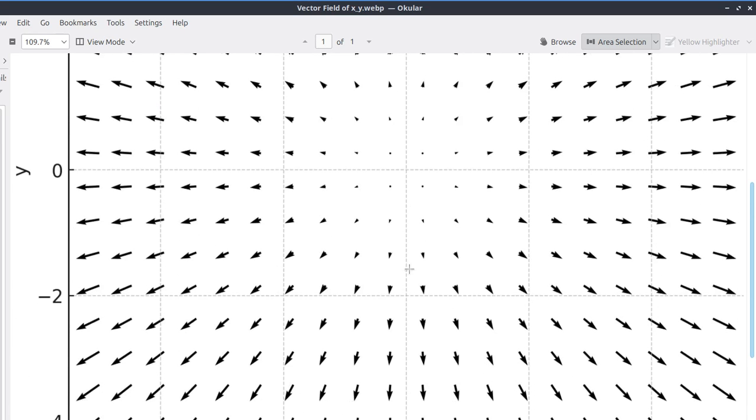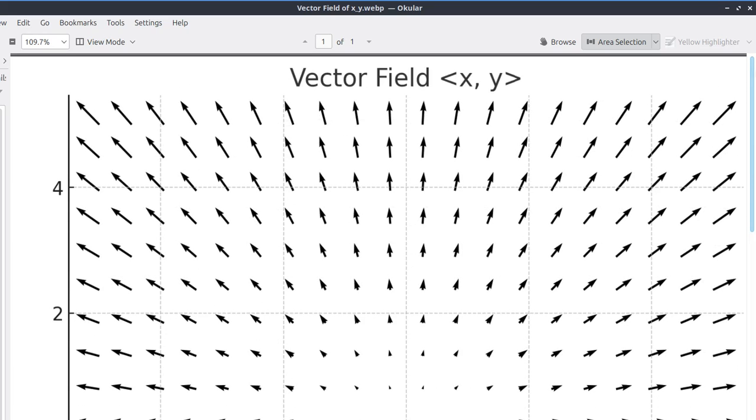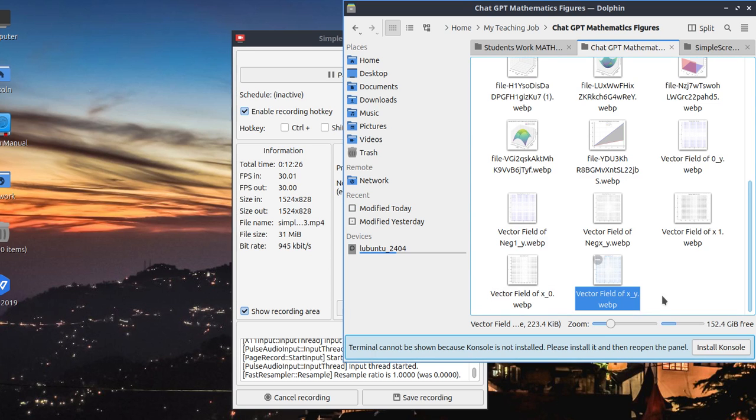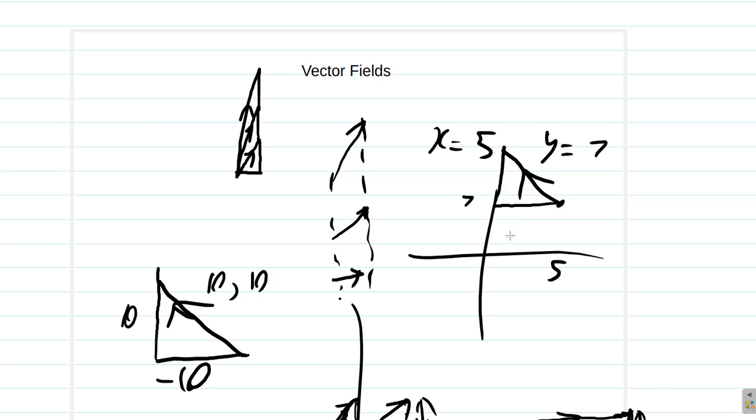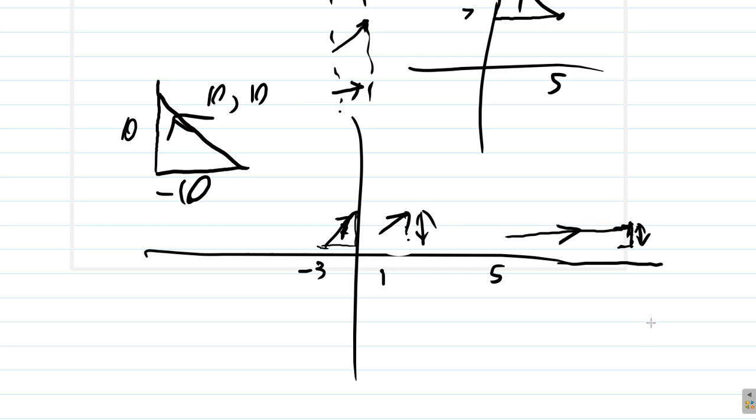So here, that's yet another vector field. So these were the vector fields that I have. So you get an idea what the vector field is about. Now, we're going to look at doing a line integral in a vector field in the next video. So I'll see you.